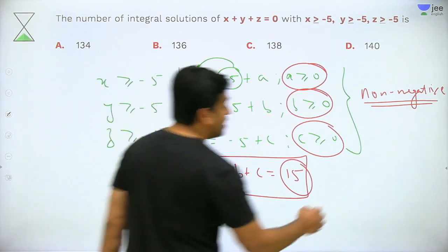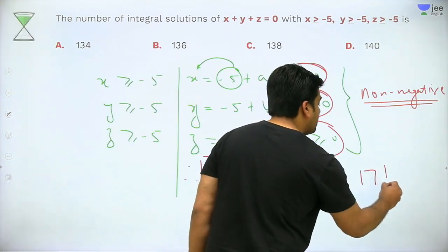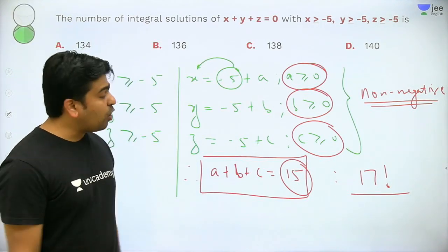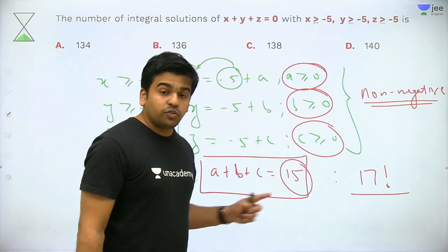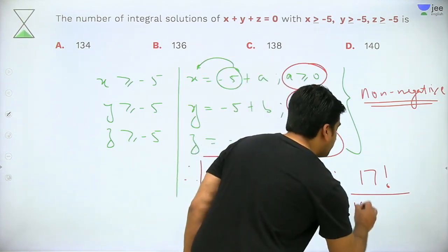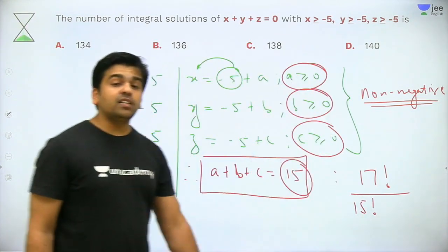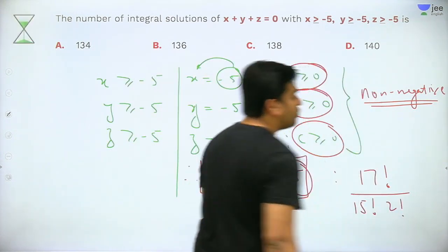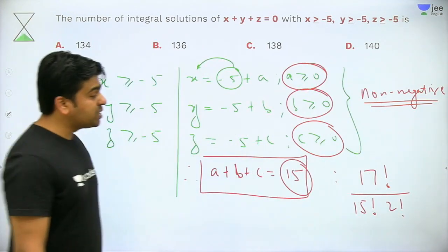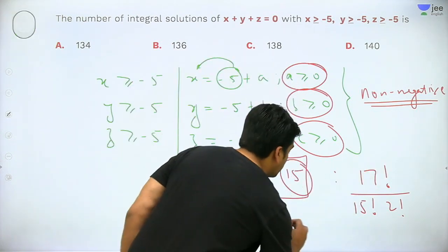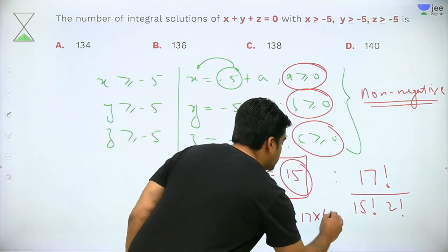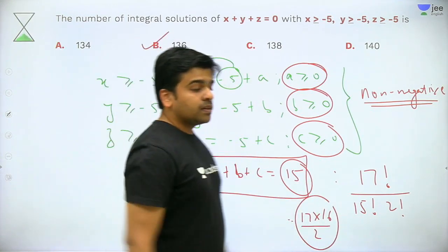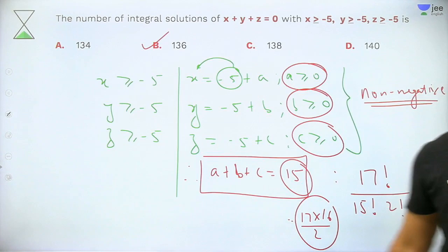So if I arrange 17 objects, I can write it as 17 factorial. But among these 17 objects, I already know that 15 are alike, 15 apples are alike. So I will divide it by 15 factorial. And I also know that the 2 partitions that I introduced are also alike. So I will further divide it by 2 factorial. Just try to calculate how much this will be. 15 factorial will get cancelled out and you will be left with 17 into 16 upon 2, and this should be equal to 136. Right? So again, a very easy approach to solve this.